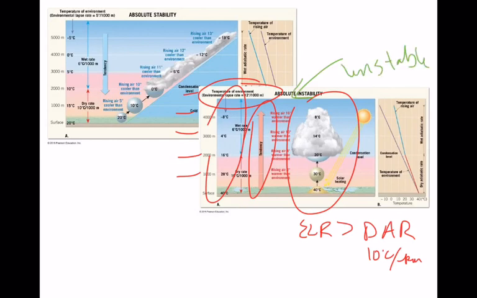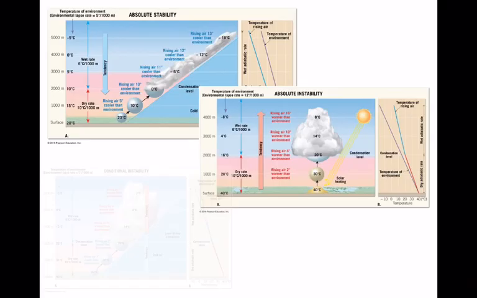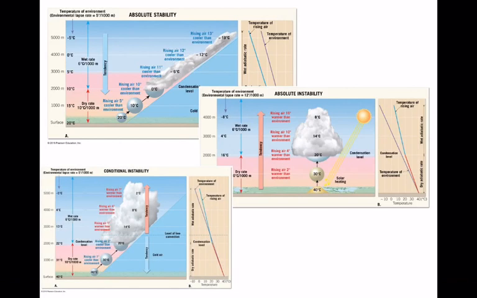If this tendency is to rise, then it's unstable. And last but not least, we have this situation in which it's conditionally unstable, or conditional instability. Remember, I have a couple of words for those. Hopefully you can go from conditionally unstable to conditional instability.